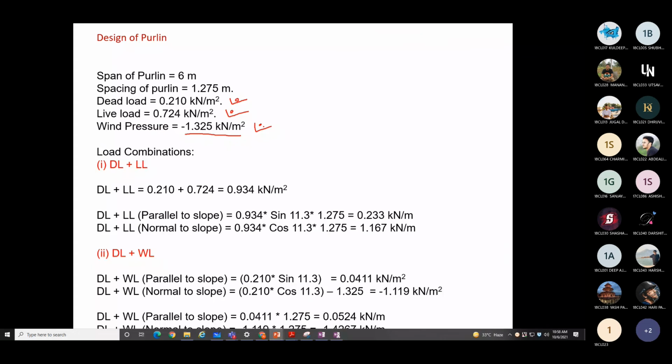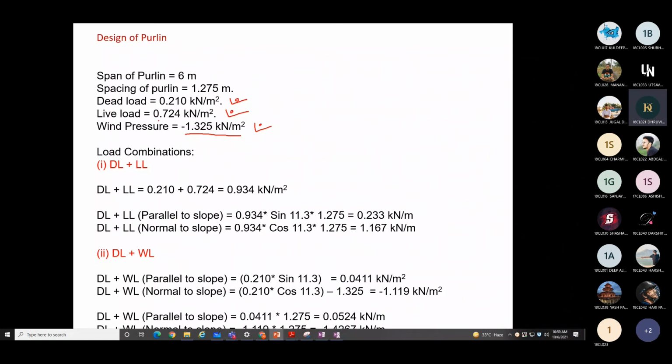Any doubt in the preliminary requirements of purlin design? No, ma'am. Right, so if a separate purlin design is asked, then all this data will be given to you.